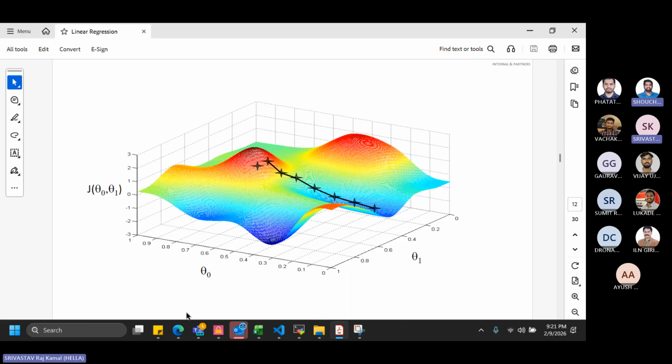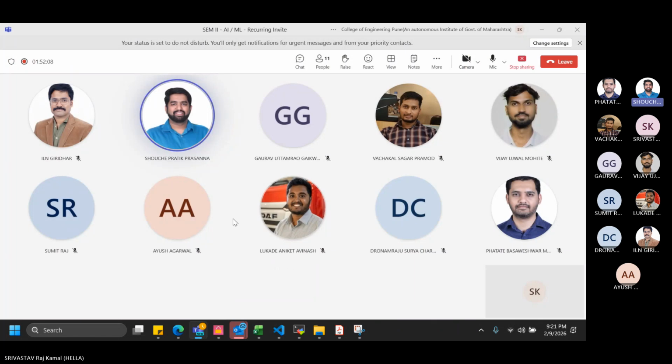Let me summarize the steps that I've understood so far. What we'll do is, first we'll have some inputs, some outputs.